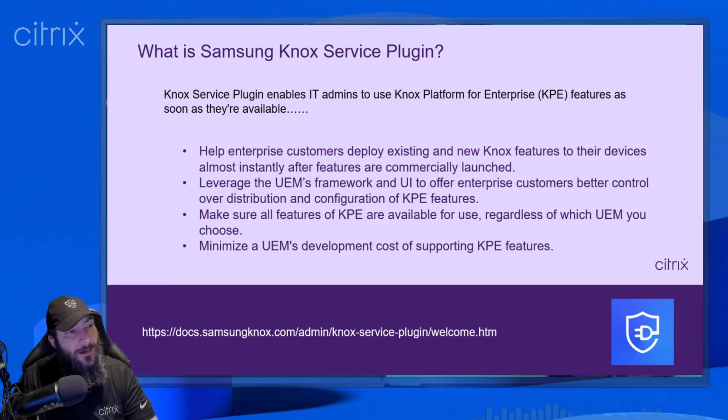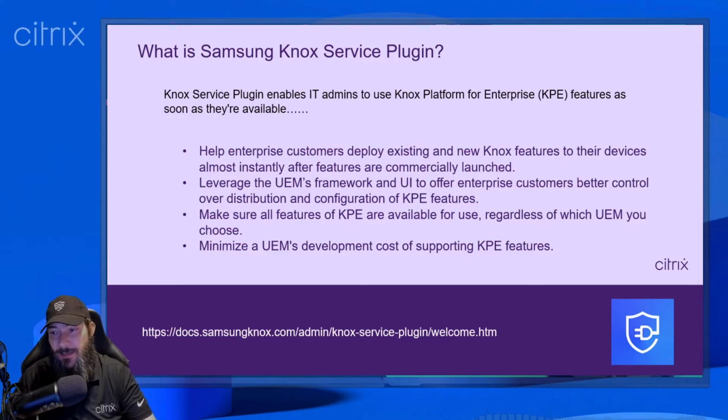So next, what is the Samsung Knox Service Plugin? Well, the Knox Service Plugin enables IT admins to use the Knox Platform for Enterprise features as soon as they become available. Knox Service Plugin is built on top of Android's new standard called OEMConfig. And OEMConfig is a feature that allows you to create and remotely push configurations to apps through an XML schema file that is hosted on an app on Google Play.